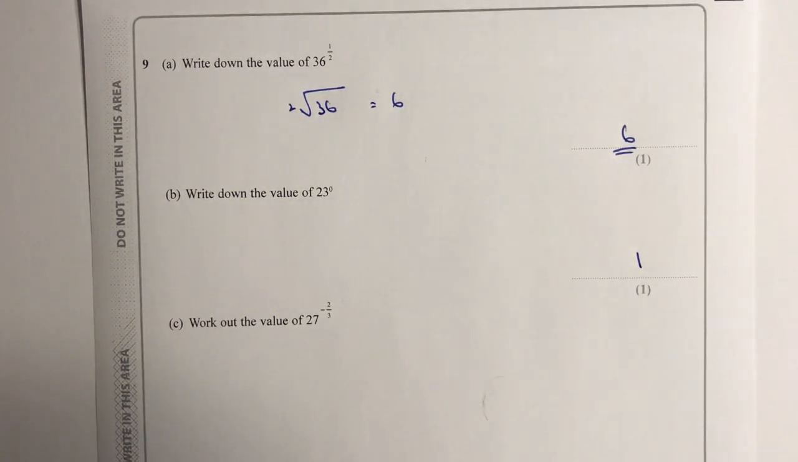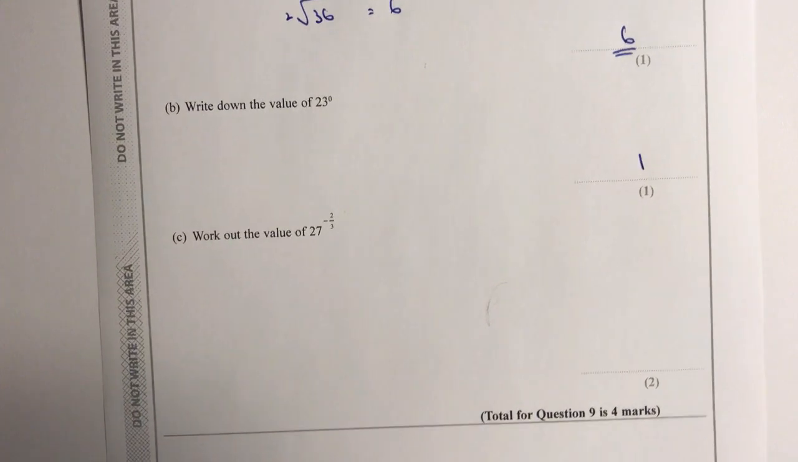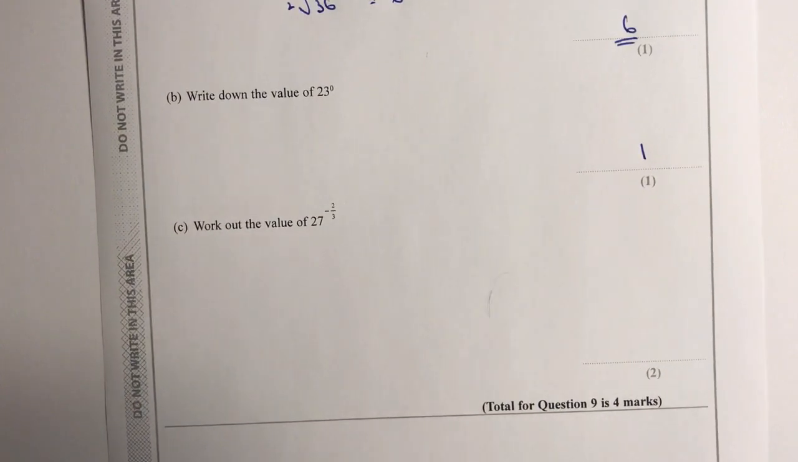And then finally, work out the value of 27 to the power of minus 2/3. Right, okay. Well, every time you see a minus sign when it comes to indices, it means the reciprocal.